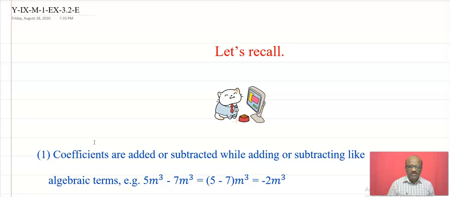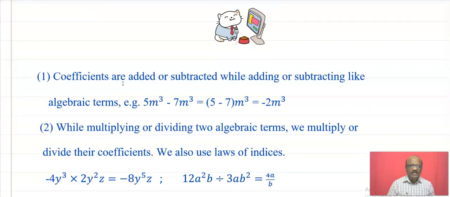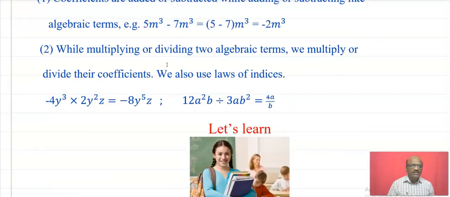Operations on the polynomials. Now let us recall. Coefficients are added or subtracted while adding or subtracting like algebraic terms. For example, 5m cube minus 7m cube. Now here the coefficients are 5 and minus 7. Therefore, in bracket 5 minus 7, bracket complete, into m cube, that is 5 minus 7, that is minus 2m cube.